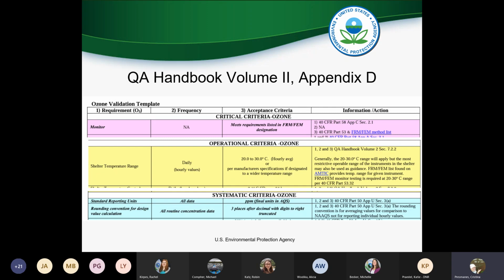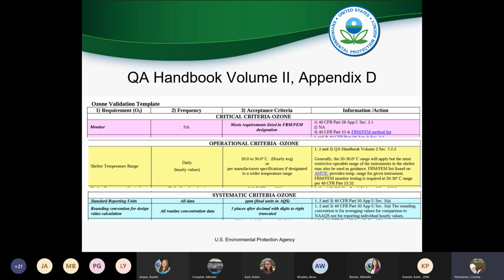Critical are the most crucial requirements and must be met to have valid data for regulatory monitoring. Typically, when these requirements are not met, the data is not comparable and that data must be removed from the data set. Operational criteria is important for maintaining and evaluating the data and could lead to invalidation of suspect data. Systematic criteria are the project data quality objectives, and not meeting these could impact the uncertainty of the data.